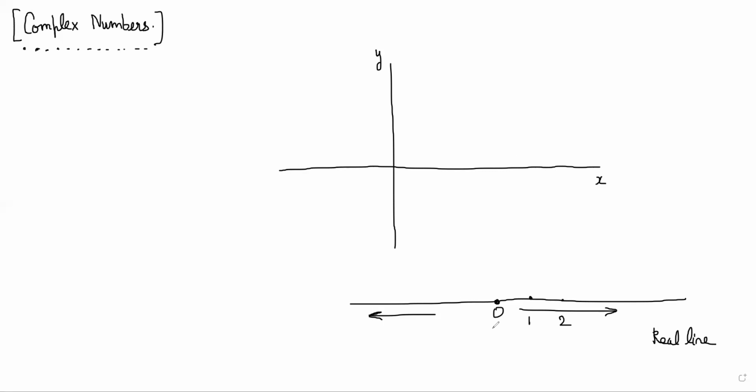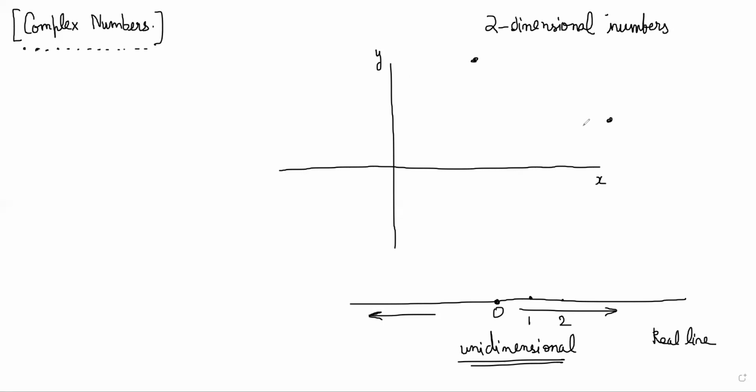So we are going from unidimensional numbers to two-dimensional numbers. Two-dimensional numbers in the sense that any point in the plane will now be represented by a number. So earlier you had points on a line, which is a single dimension, which is real numbers. Now you will have any point in a plane, which can be represented by a number. That number is a complex number.